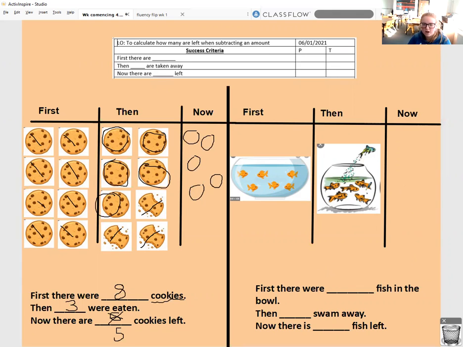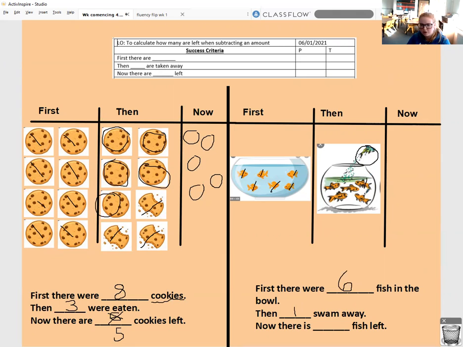So first, how many fish are in the bowl to start? Let's have a look. 1, 2, 3, 4, 5, 6. First there were 6 fish in the bowl. Then what happened? Then 1 swam away. Now, how many fish are left in the bowl?